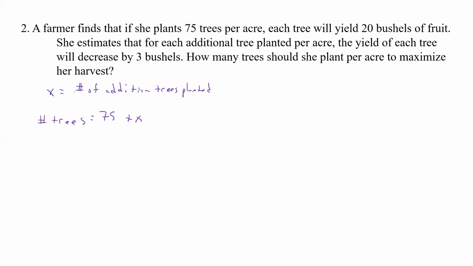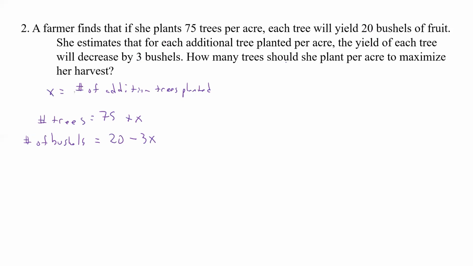That's going to be each additional tree. And how is her yield going to happen? Well, she maximizes. So the number of bushels is going to be equal to the max, which is 20, minus 3 bushels per tree. So 3 times x, okay? So this is what we're kind of doing.